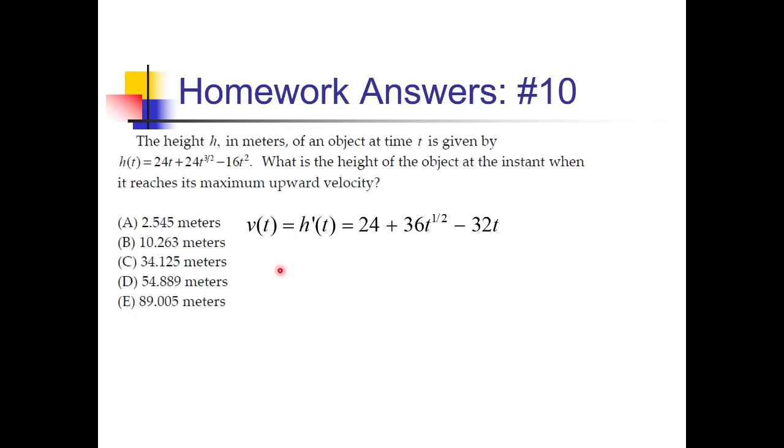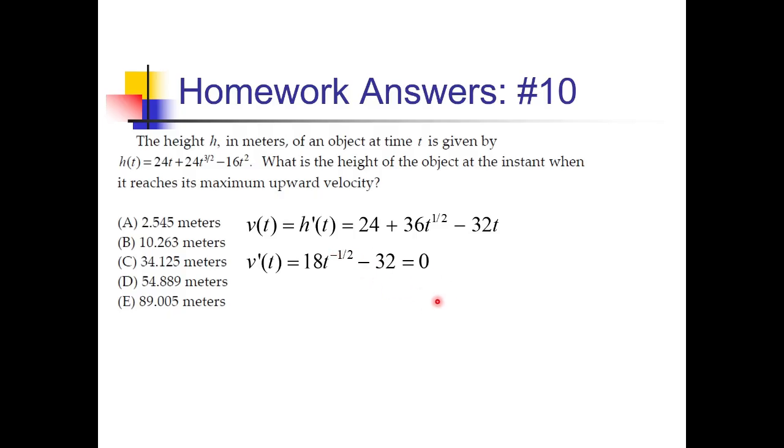Now I need v prime, because I need to see where the sign of v prime is changing. So that's going to zero out this 24, and we're going to have half of 36, which is 18, t to the negative 1 half. And then this will become minus 32. So let's see where that equals 0, and then we can see what the sign change is going on when we get there.